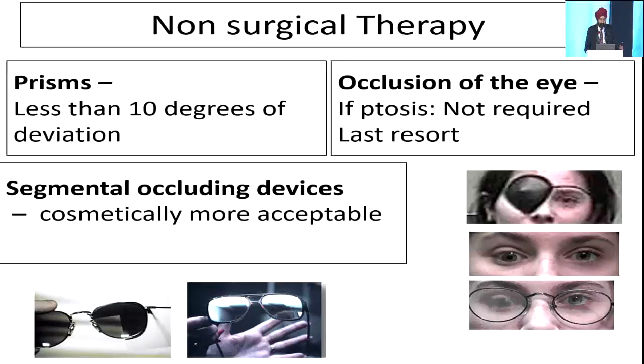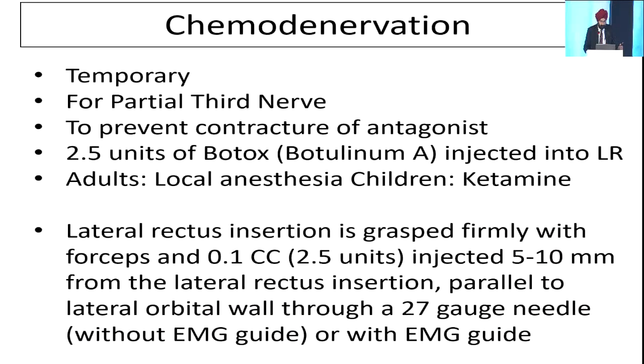In terms of medical therapy, you've got prisms for small deviations. You can use segmental occluders or occluders to control the diplopia. And of course, one good part sometimes is that the ptosis prevents the diplopia from happening. So your patient actually may not be that bothered as compared to other nerve palsies, at least in the beginning, till some recovery starts to happen.